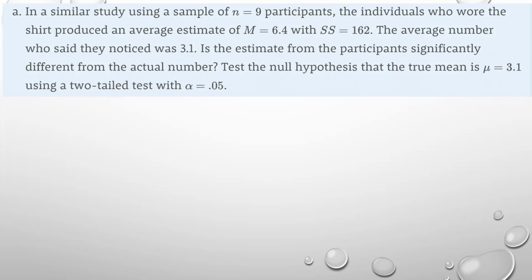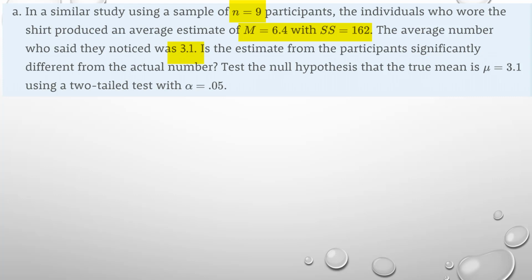In a similar study, using a sample of 9 participants, the individuals who wore the t-shirt produced an average estimate of M equals 6.4 with a sum of squares of 162. The average number who said they noticed was 3.1. The question is: is the estimate from the participants significantly different from the actual number?